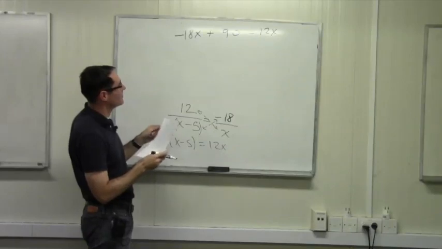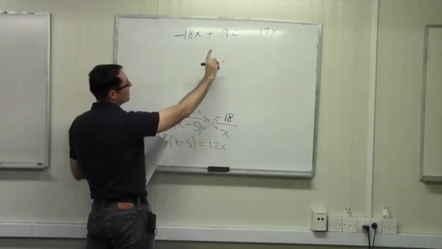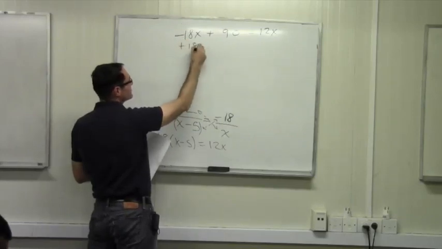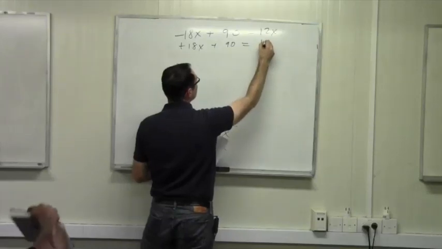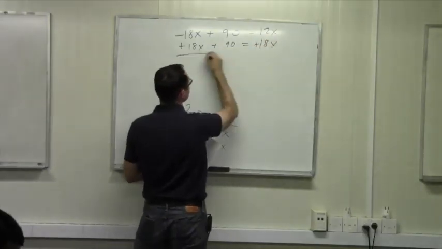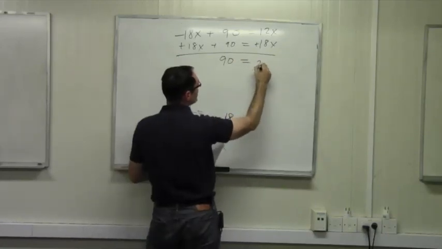All right, negative 18x plus 90 equals 12x. So let's see. Let's add 18x to both sides. Plus 90 equals plus 18x. We're left with 90 equals 30x.